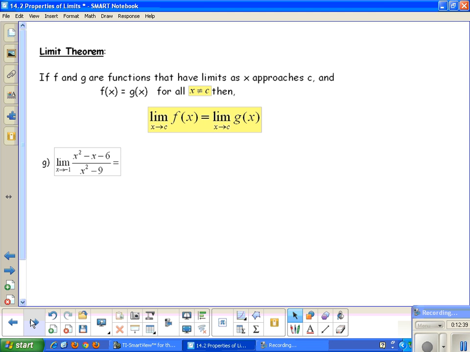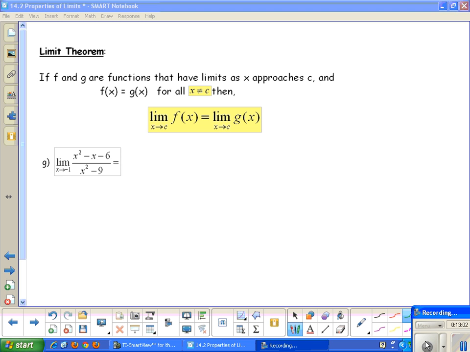So if you look at your example G on your page that I gave you, here we're finding the limit as x approaches -1 for this function. We have x squared minus x minus 6 over x squared minus 9. And I just noticed on the paper that this is actually supposed to be as x approaches 3. On your paper, that's what it says, not -1. So that was an error in my notes here.